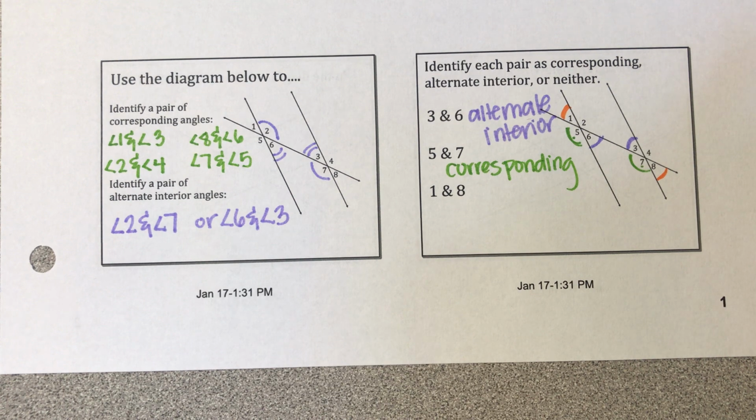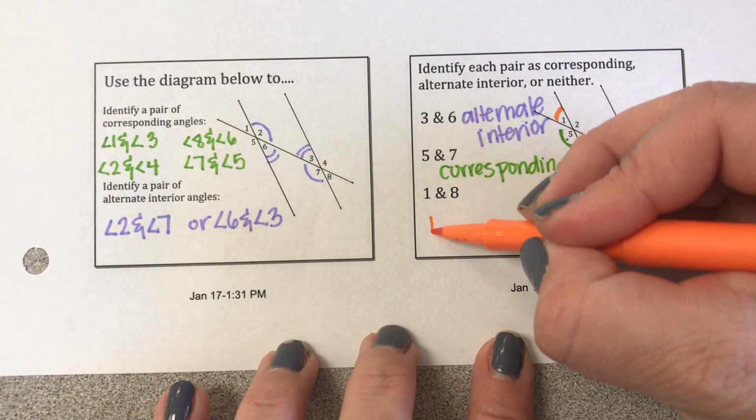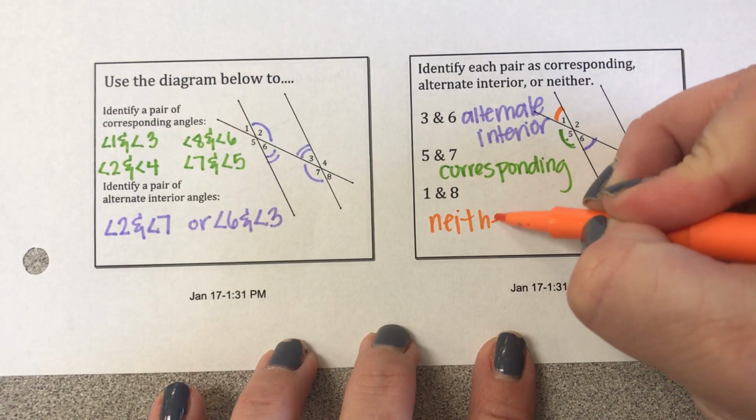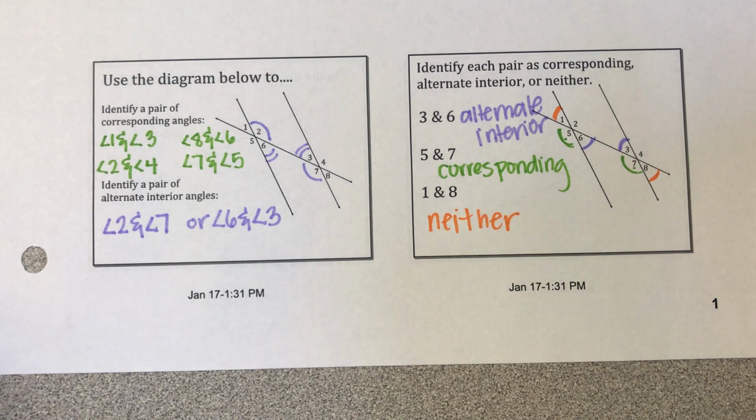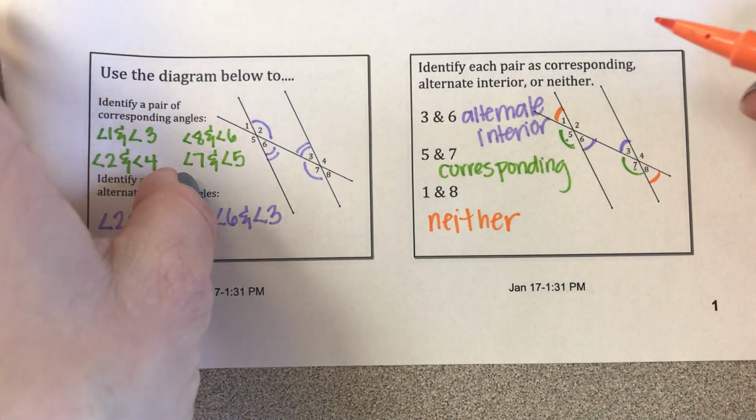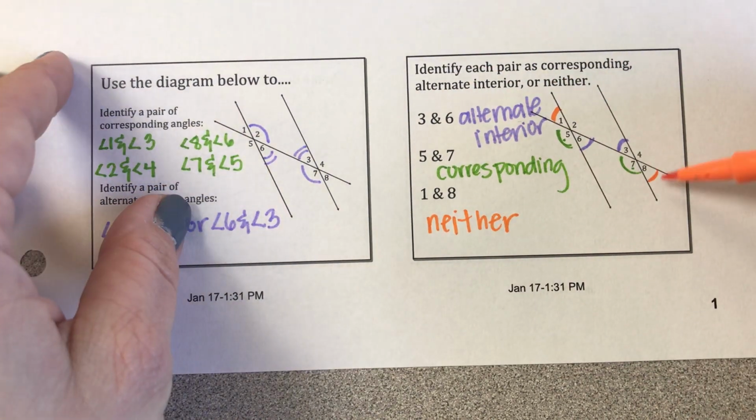Are they corresponding? Nope. Are they alternate interior? Nope. So they are neither. Okay, they're actually alternate exterior, but we don't cover that this year. So if it asks you, is it this, this, or this? It's neither.